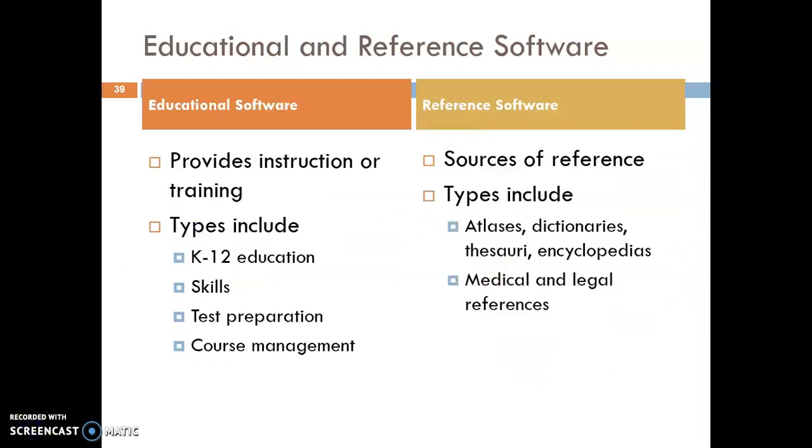Okay, educational and reference software. Educational software refers to the variety of software applications on the market that offer some form of instruction or training. The types include skill, K-12 education, test preparation, and course management. And the software applications that act as sources for reference materials such as dictionaries and thesauruses are referred to collectively as reference software.